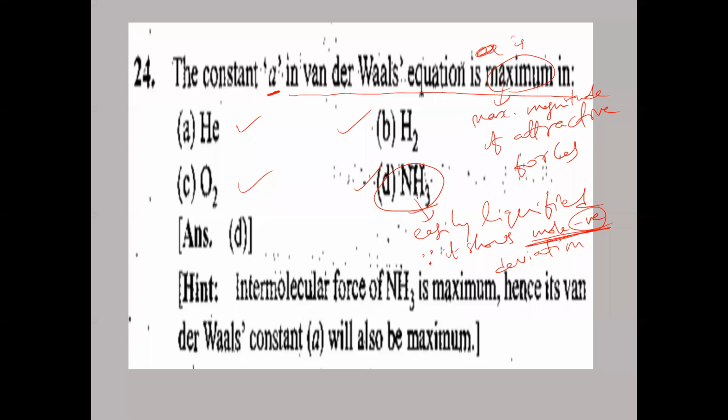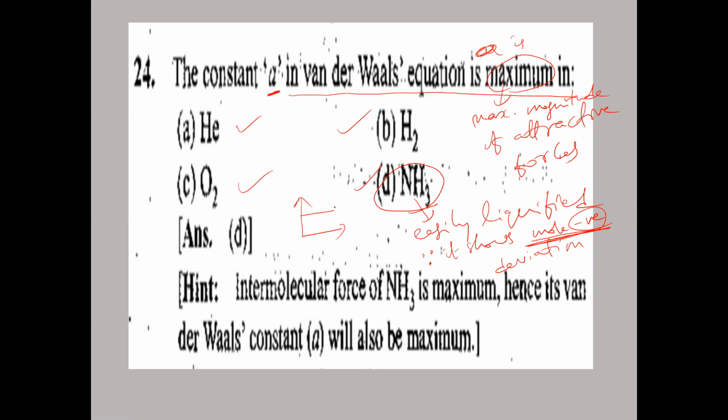Ammonia is easily liquefied, meaning what? More attractive force between the gas molecules. That is, the A value is greater. So the A value is greater in ammonia, because ammonia can be easily converted into liquid. That point you mainly have to remember. Easily liquefied, why? Here there is a graph.